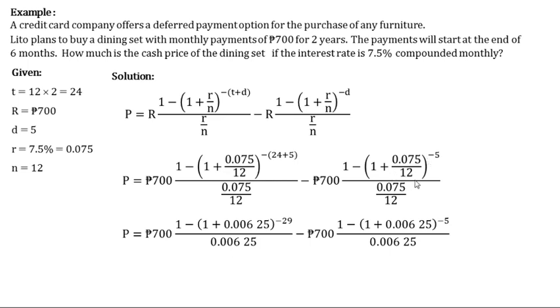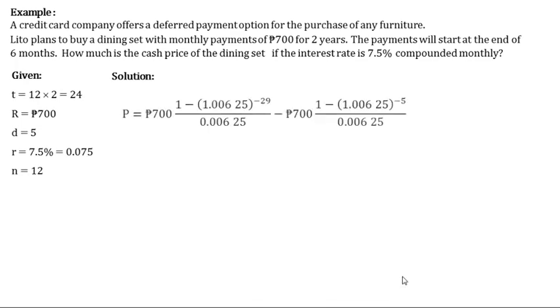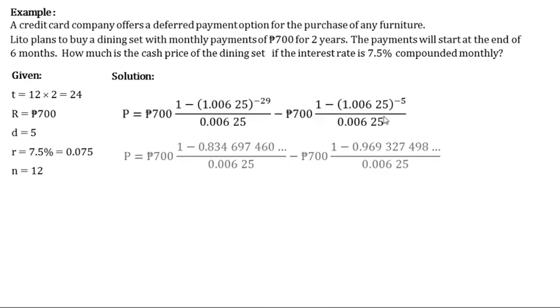And in this, 0.075 divided by 12, ganun din, 0.00625. Dito din, 0.00625. Now, anong pwedeng next isolve? Yes, yung 1 plus 0.00625. And that is 1.00625. And then, we raise the 1.00625 to negative 29. At dito naman, 1.00625 to negative 5. So, nung na-raise natin sila, so yan ay 0.834697460 and so on. So, merong ellipsis dyan to show that hindi muna natin dapat putulin or i-round off unless it is the final answer.